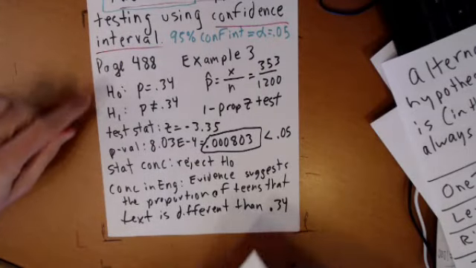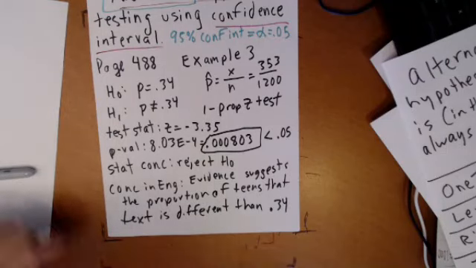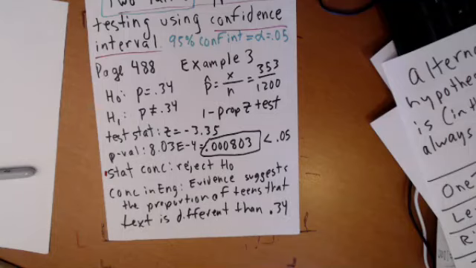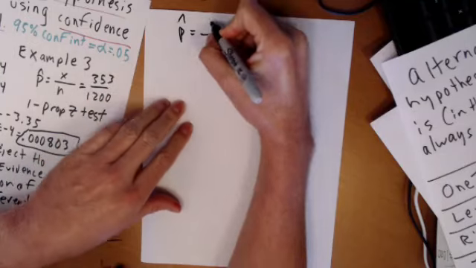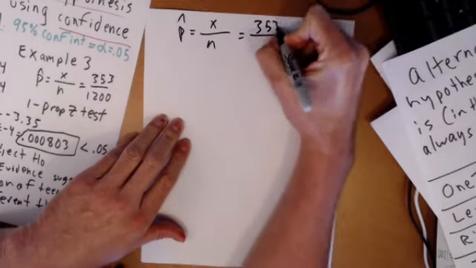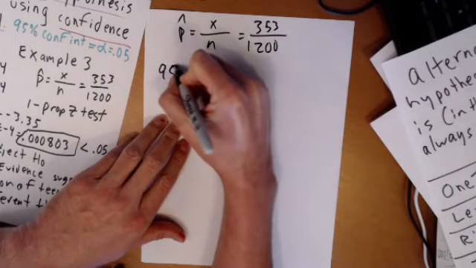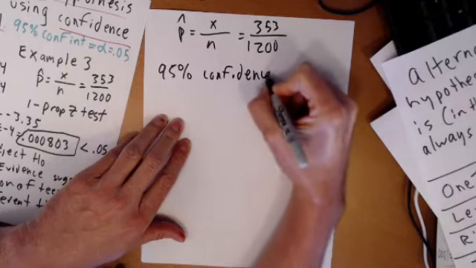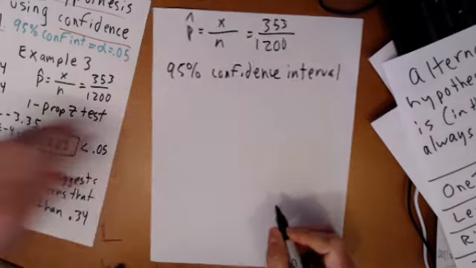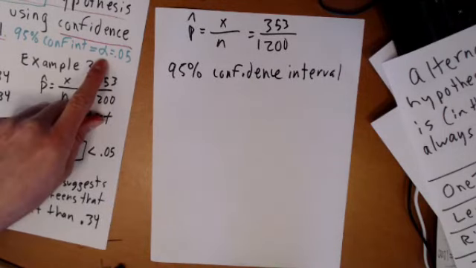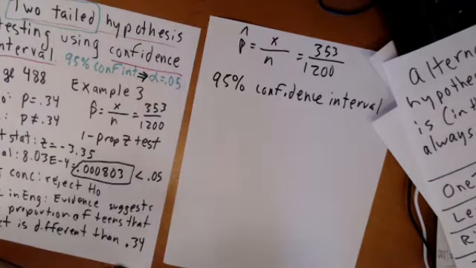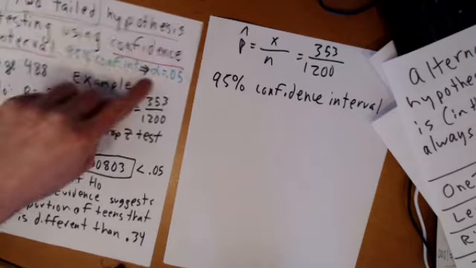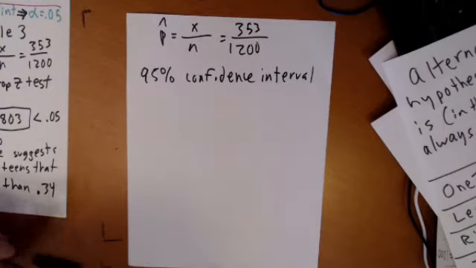Now, if we make a confidence interval, you'll see that we can go straight to our statistical conclusion really quickly. The p hat was x over n, which was 353 over 1200. So now let's make a 95% confidence interval. Remember, a 95% confidence interval is equivalent to alpha 0.05 two-tailed test. So let's make a 95% confidence interval.